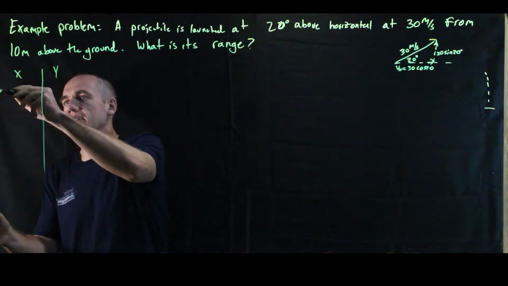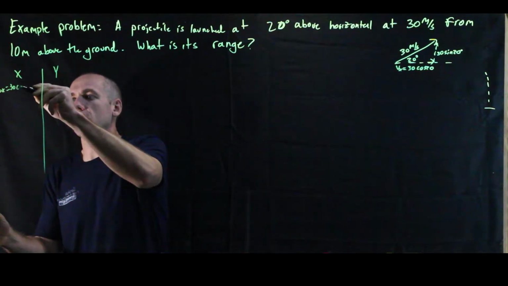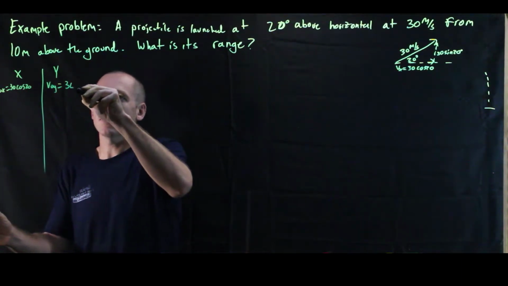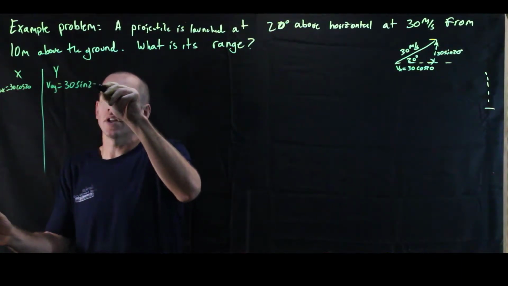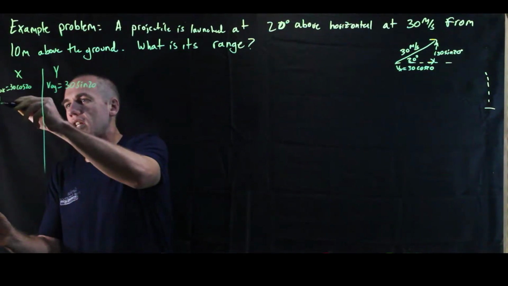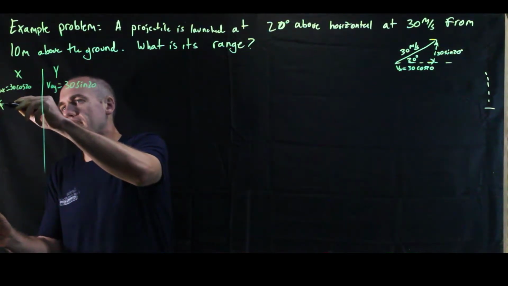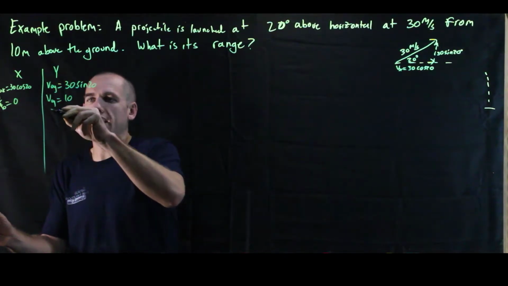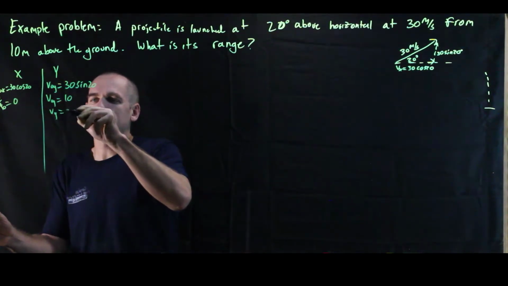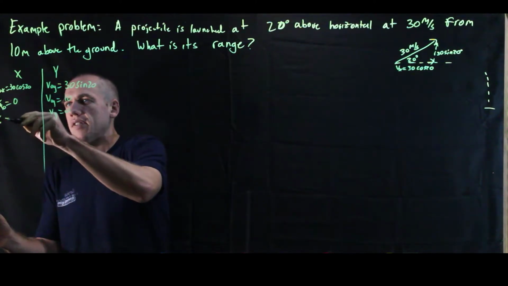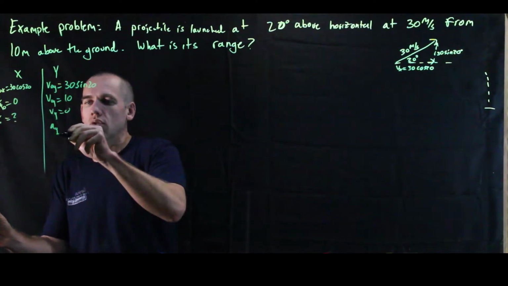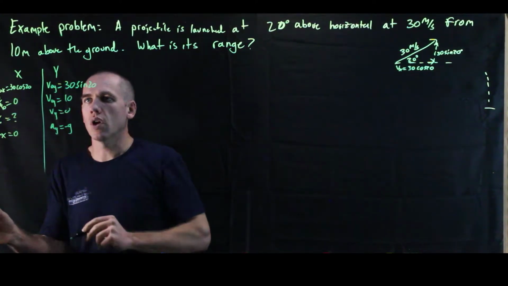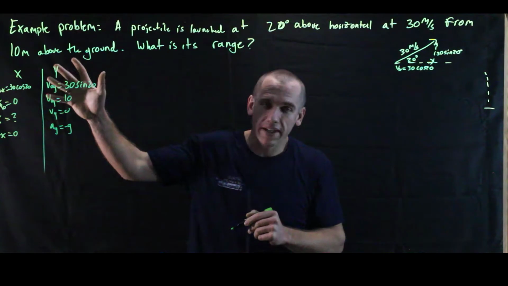Initial velocity in x is 30 cosine 20. Initial velocity in y is 30 sine 20. Initial position in x, x naught, is equal to 0. Initial position in y is equal to 10. Final position in y is 0. Final position in x is what we want to know. Acceleration in y is negative g. Acceleration in x is 0. So we've got our x's and our y's separated.